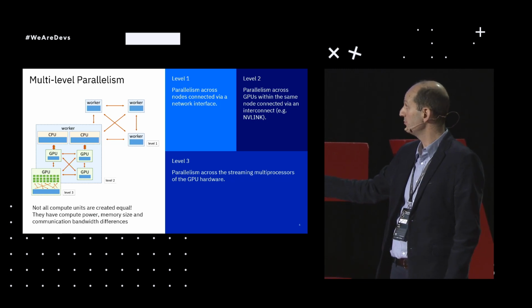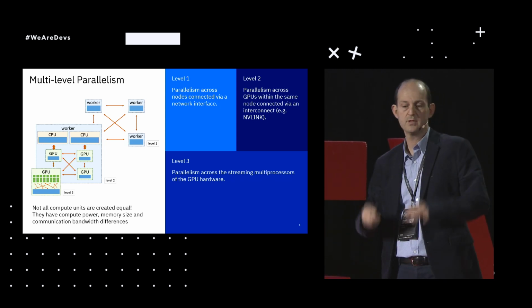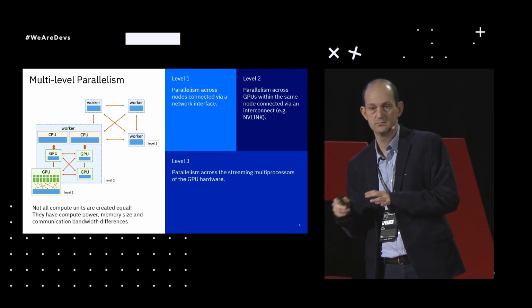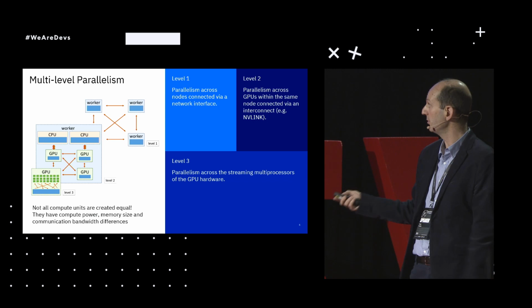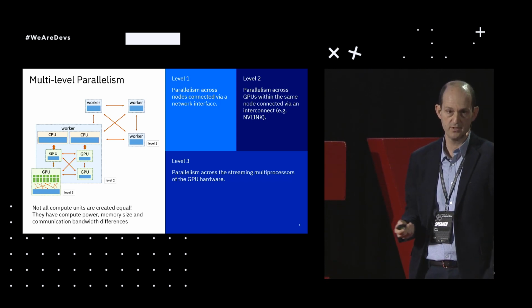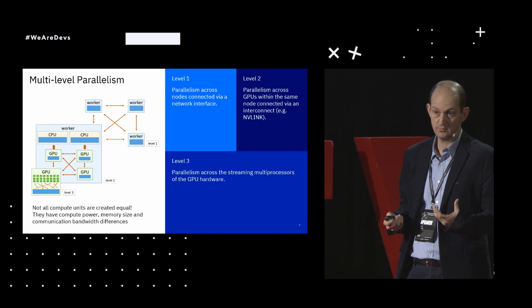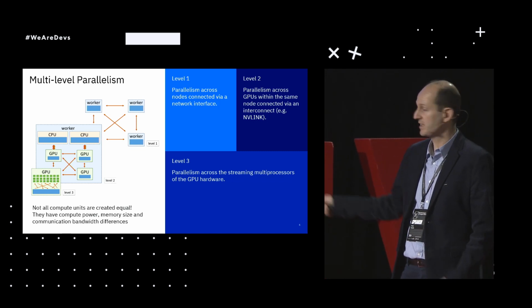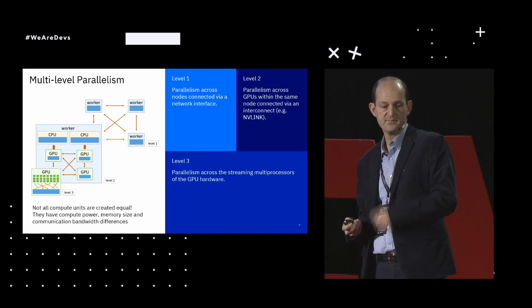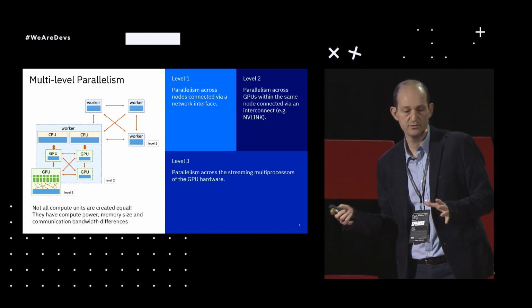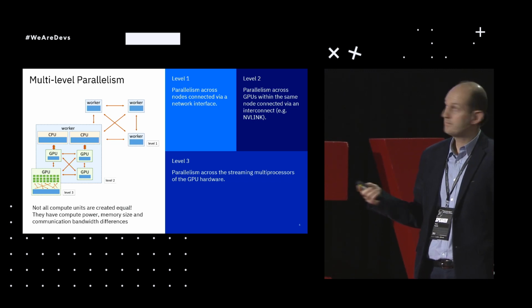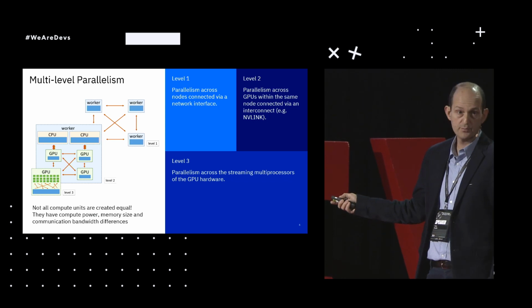Now, if you zoom in one level down, on the GPU or on the FPGA or on the TPU, the tensor processing unit of Google, you have another level of parallelism. There you have thousands of cores, smaller cores, but yet which can be exploited to give you a big level of parallelism at this level. Now, however, not all of these compute units are created equal. They have very different compute power.